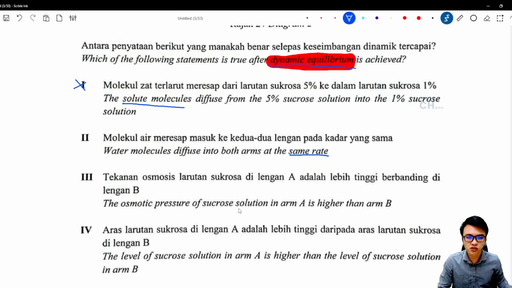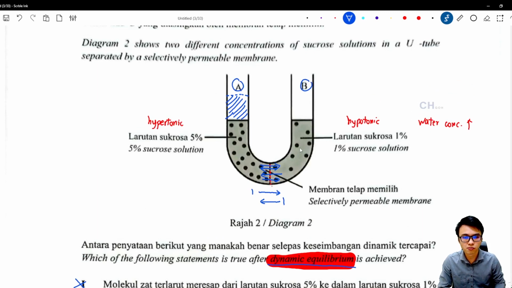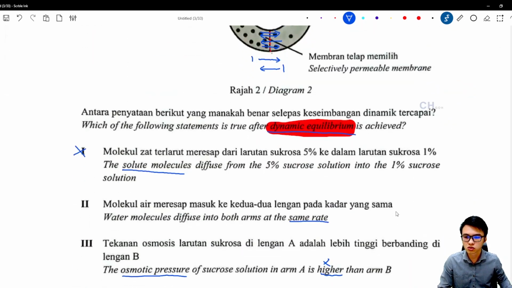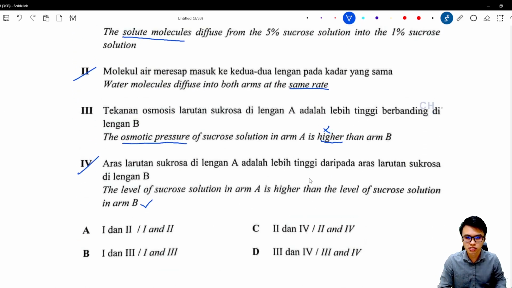3: The osmotic pressure of the sucrose solution in arm A is higher than arm B. Now, when dynamic equilibrium is reached, the osmotic pressure on both sides should be the same. So this one saying higher is wrong. The last one, 4: The level of sucrose solution in arm A is higher than the level in arm B. Yes, this is correct. Why? Because the water from B diffuses across the membrane to arm A, so eventually you will have a higher level. So the answer here should be 2 and 4. 2 and 4 means C for question 3.